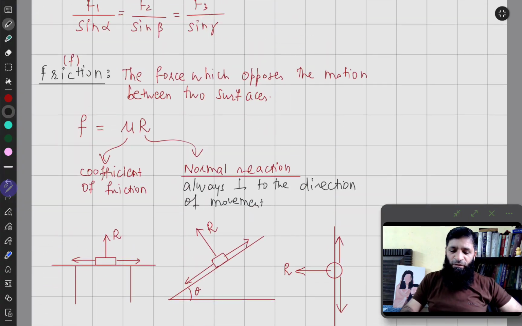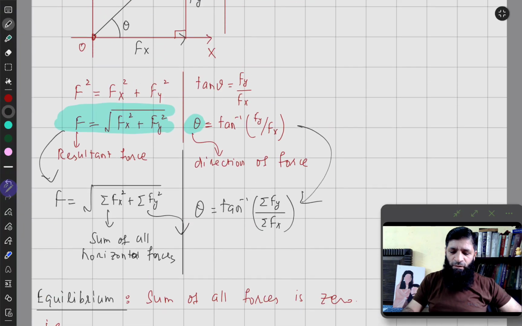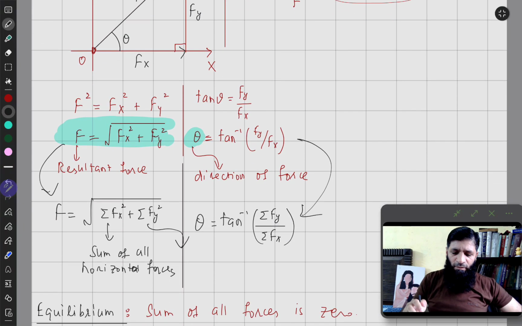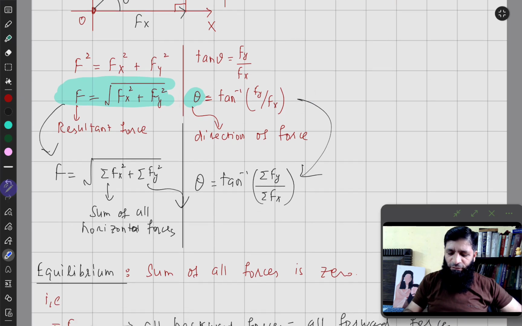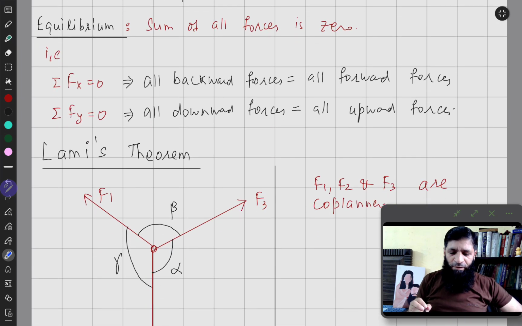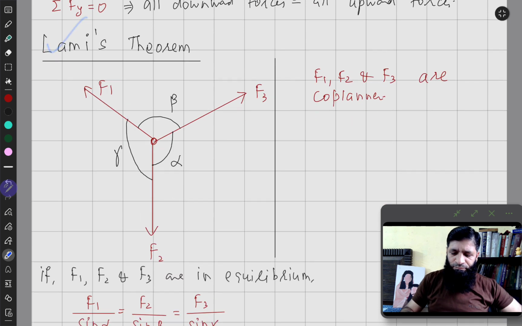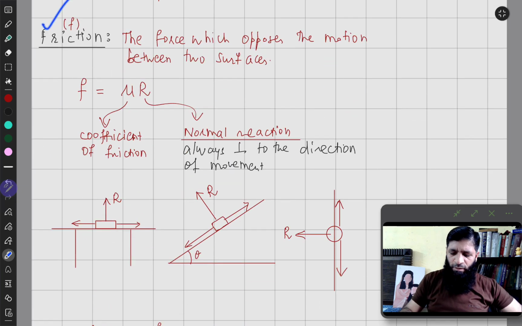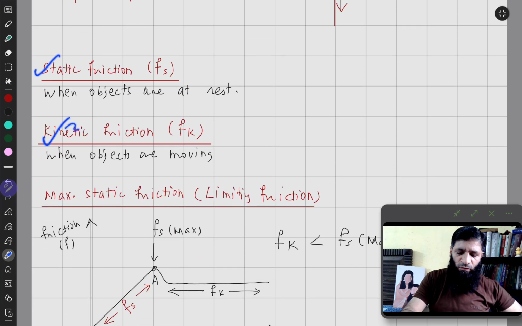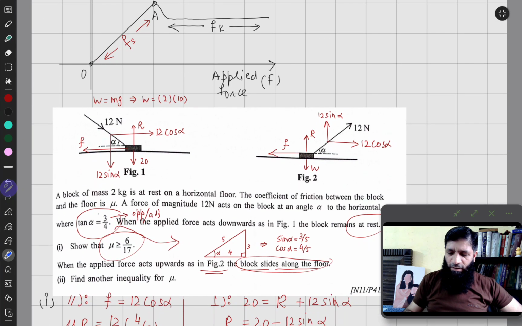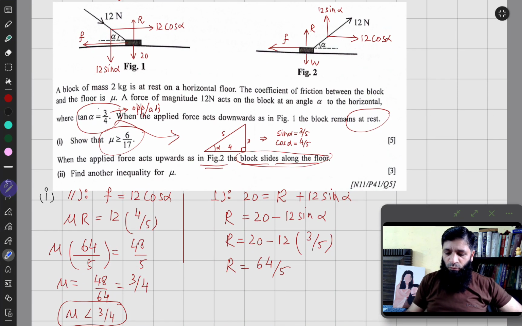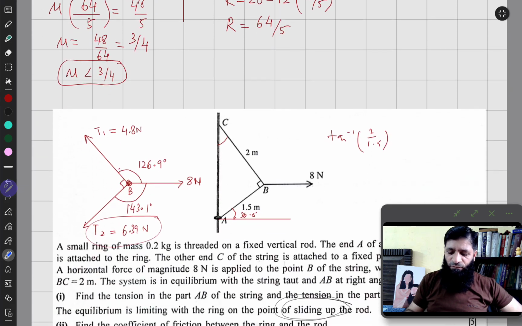In our last lesson, we started from the definition of force and then we did the expression for the resultant force. You can see on the screen, this was the expression for the resultant force, and then we have seen the expression for the direction of the resultant force. Then we did equilibrium, Lami's theorem, friction, and some important types of friction. And then we solved some examples related to the concepts we did in our last video.